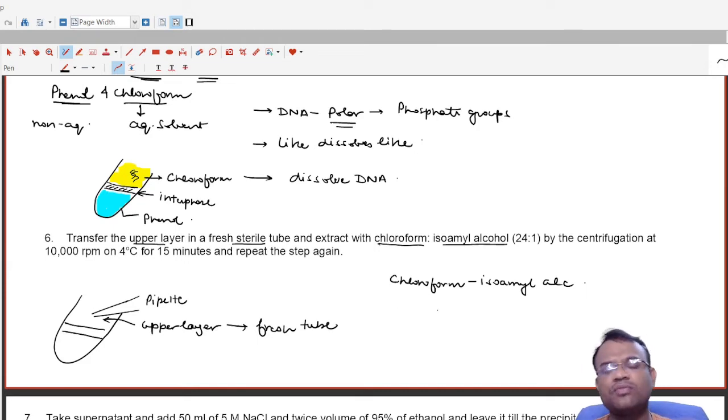From the chloroform you need to transfer it into chloroform isoamyl alcohol. The ratio should be 24:1. What is the use of this? This is able to help the isolation of the DNA. So what you are actually doing is transferring chloroform and introducing alcohol over here. This is a solution of chloroform and isoamyl alcohol.